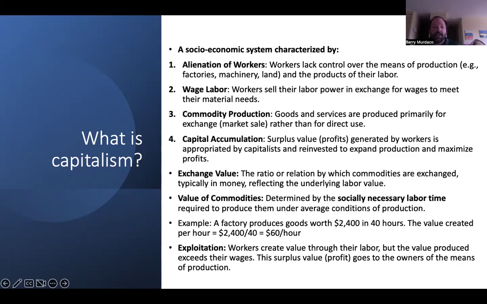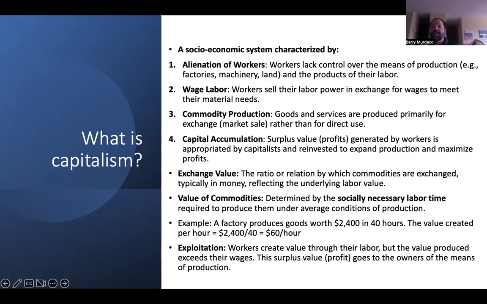Now, again, understanding the relation between value and price is a very difficult thing in Marxist theory. They are not always equivalent. In fact, rarely are they equivalent. But it is one of the most important concepts that you would have to understand. To give an example of how socially necessary labor time plays out, imagine a factory produces goods worth $2,400 in 40 hours. The value created per hour, 2,400 divided by 40, is $60 per hour.